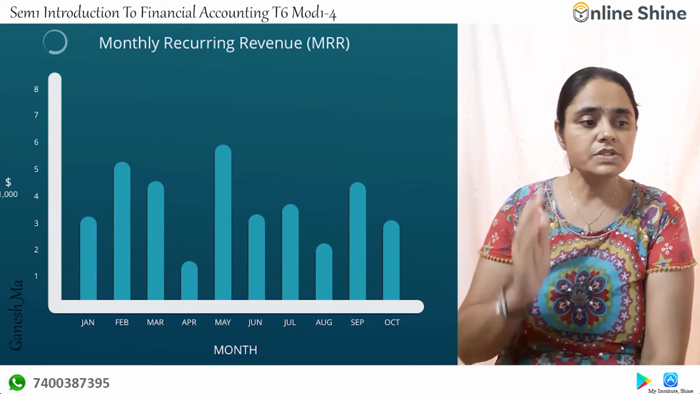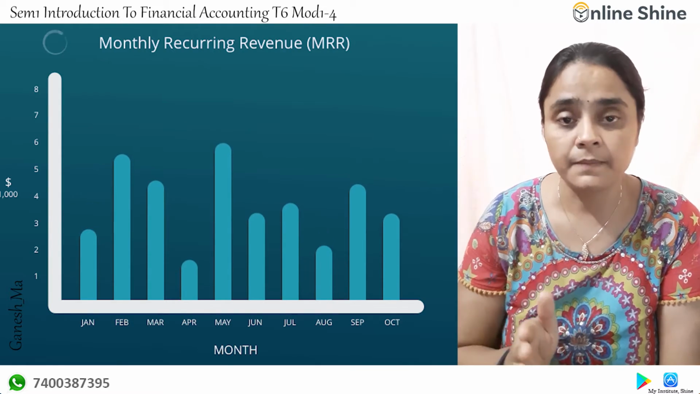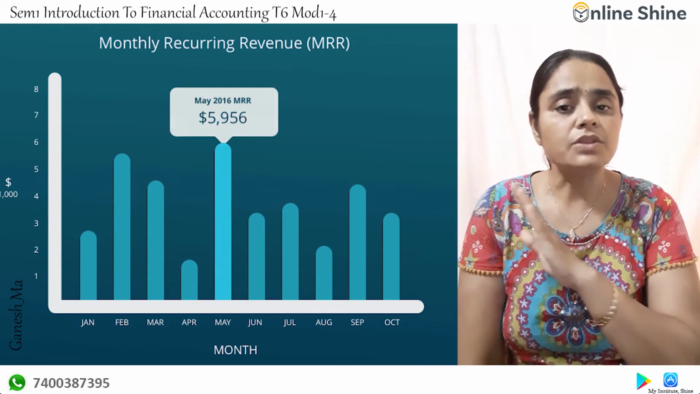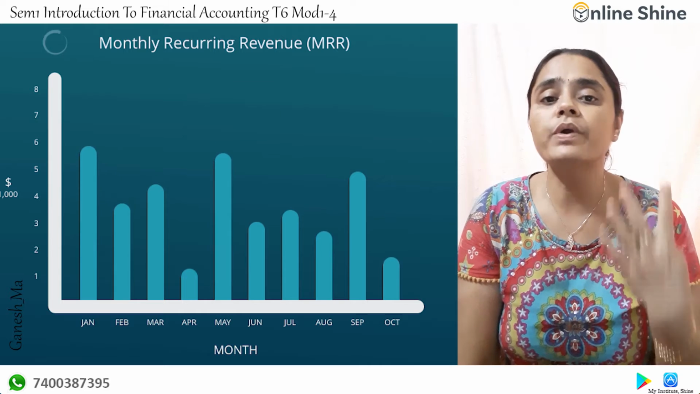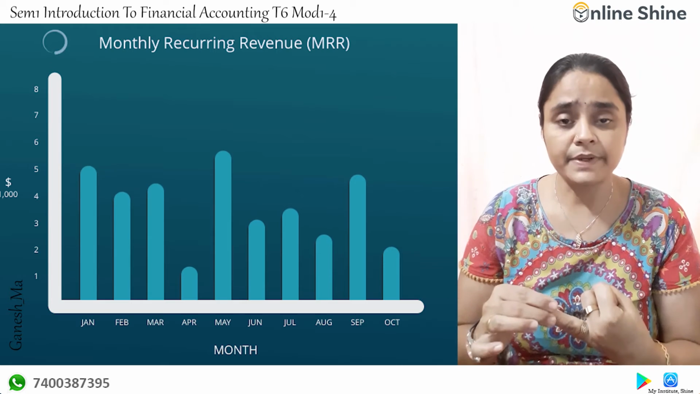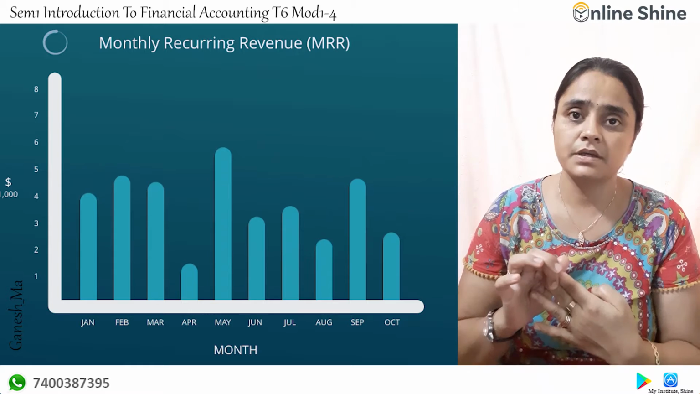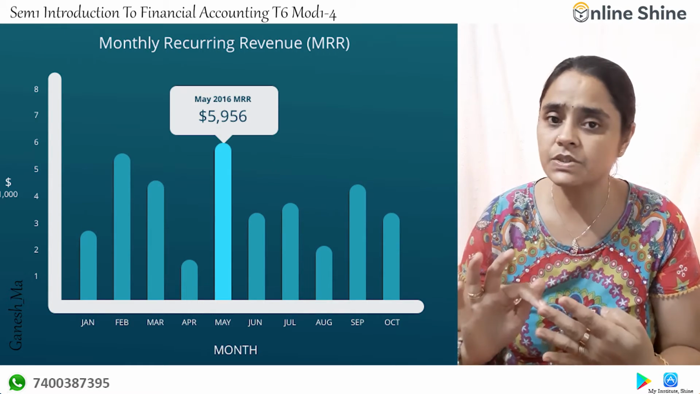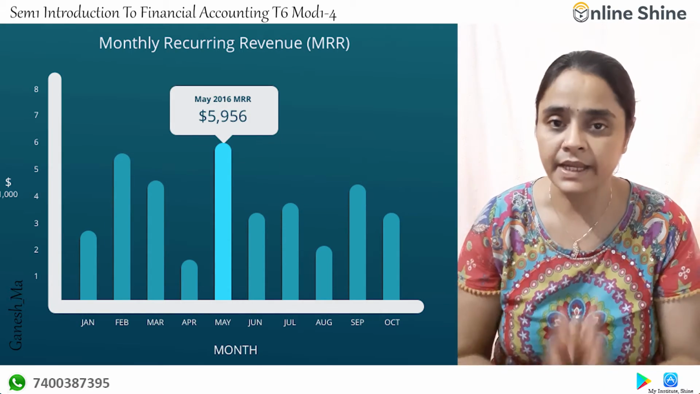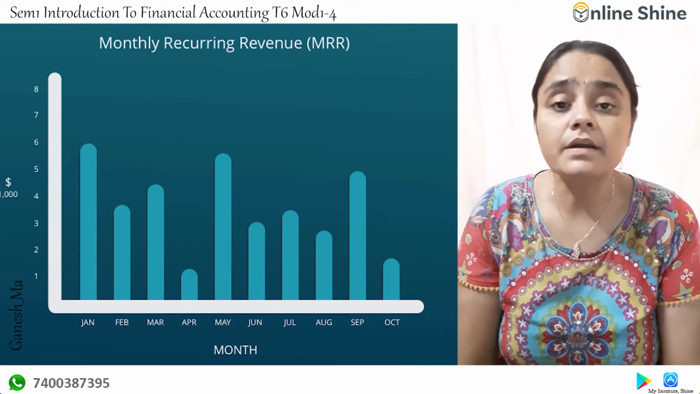However, this accounting standard is mandatory from 1st of April 1991. The first and most important point is that AS9 is not applicable to 4 industries: government grants, insurance companies, hire purchase or lease agreements, and construction contracts. They do not follow AS9, and it is not compulsory for them to follow accounting standard 9.